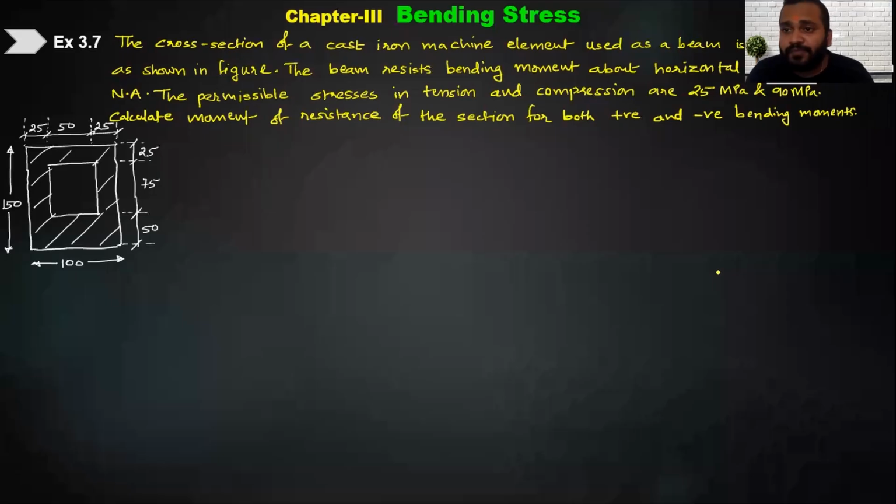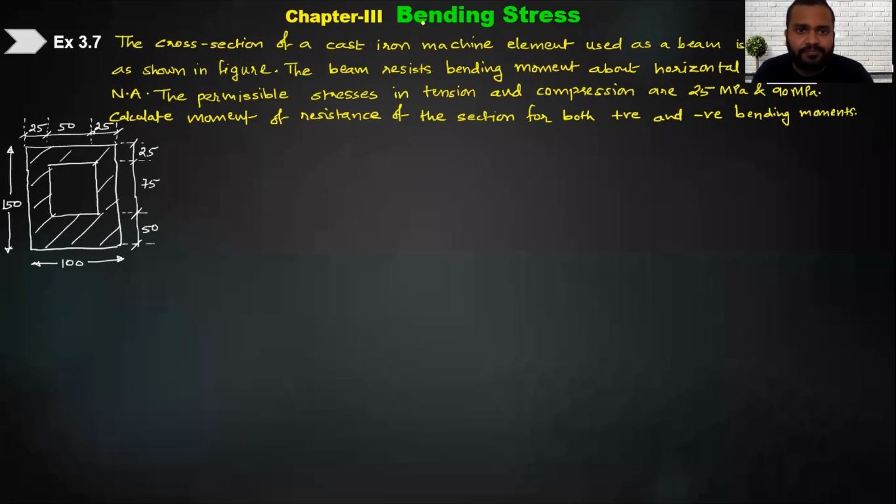How to do it now? The question is how to do it. The very first thing we will require in this kind of bending problems is the position of the neutral axis and the inertia about the neutral axis. So can you tell me where will be the neutral axis here?